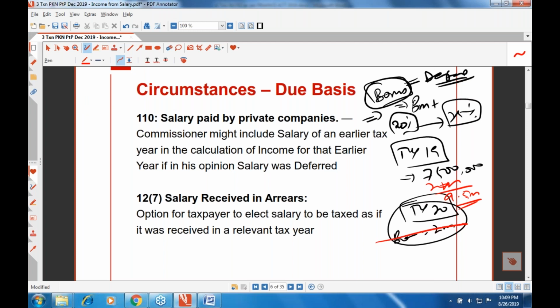So I'm repeating it again. For salary paid by private companies, if the commissioner has a reason to believe that the deferment is intentional, he can have your income taxed in the earlier tax year if it pertains to the previous tax year.